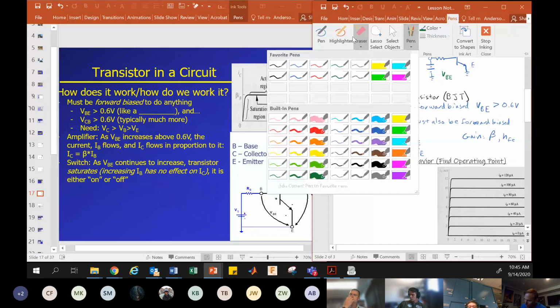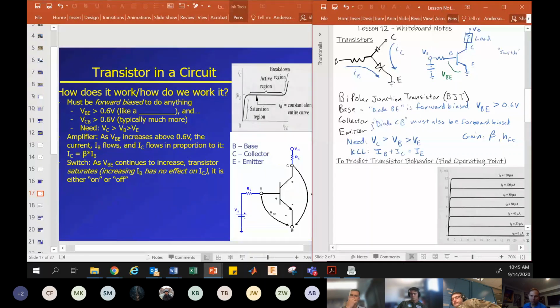The slide is asking VBE greater than 0.6, like a diode. Like a diode, okay? And VCB, the voltage from C to B, has to be greater than 0.6 volts, and it's usually a lot more than that. And we have this condition, C has to be greater than B, which has to be greater than E, like we have right here, okay?